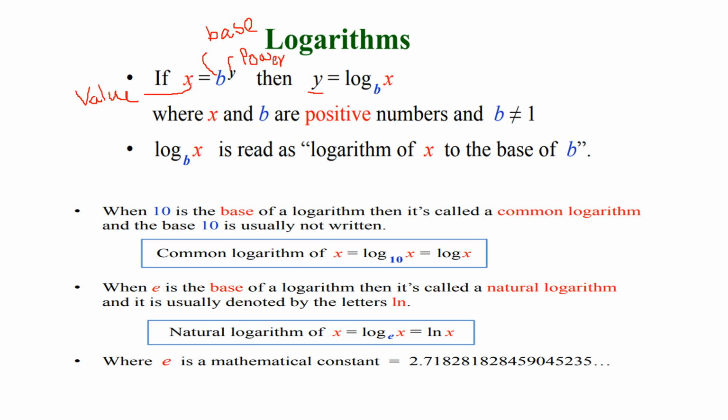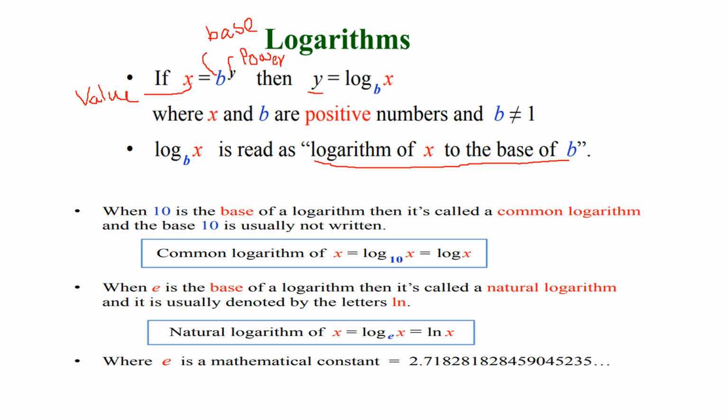Here x and b are positive numbers and b is not equal to 1. And we should read it in a proper way: logarithm of x to the base b. Simply, log x we can read as logarithm of x to the base b.